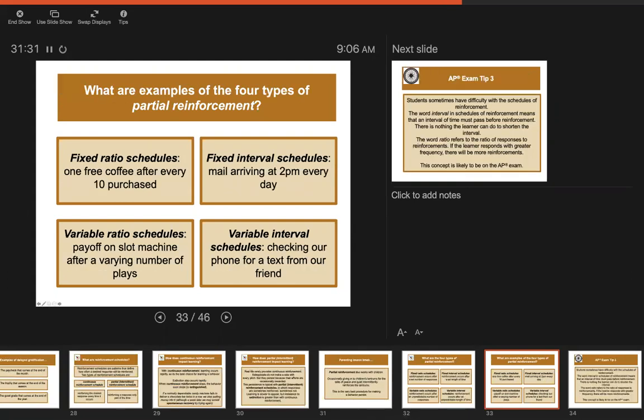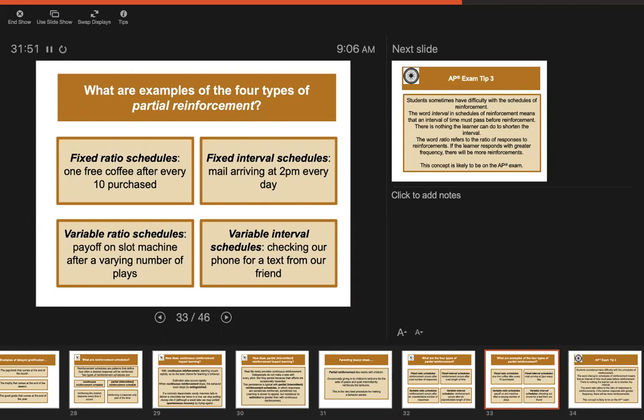So what are some examples of these different types of reinforcement schedules? With fixed ratio, you know, one free cup of coffee after every 10 purchased. This happens in most coffee shops now, right? So you're on a fixed ratio schedule. Wow, if I just get 10 cups, I can get one for free. Okay, that would be a fixed ratio schedule.